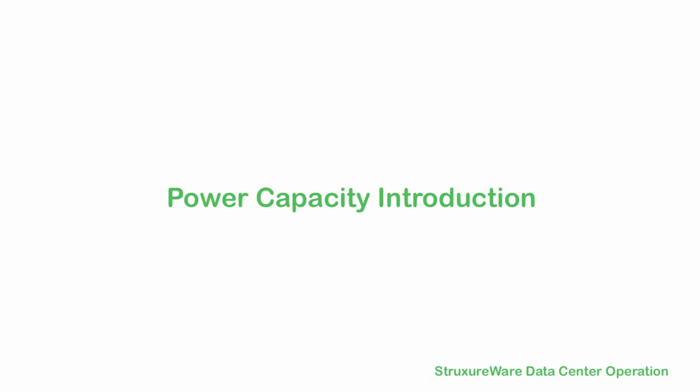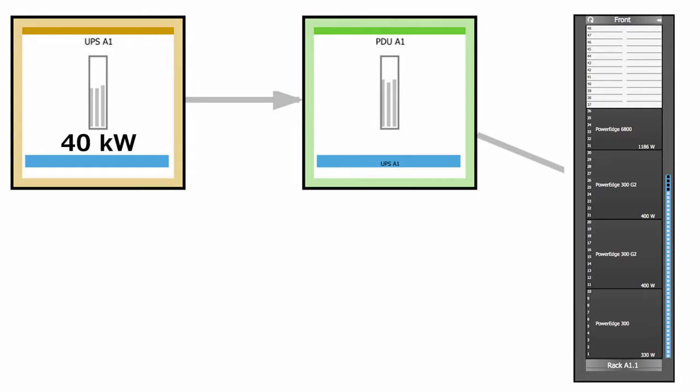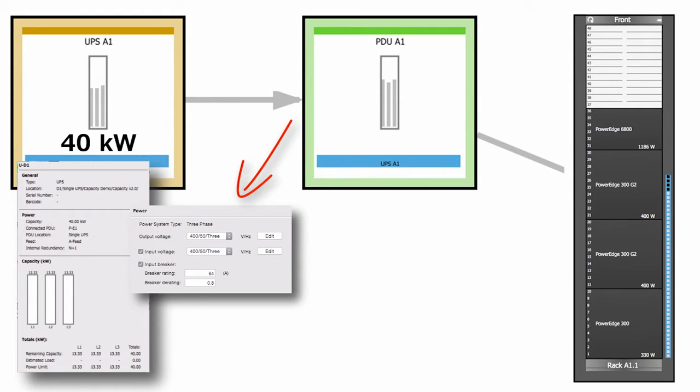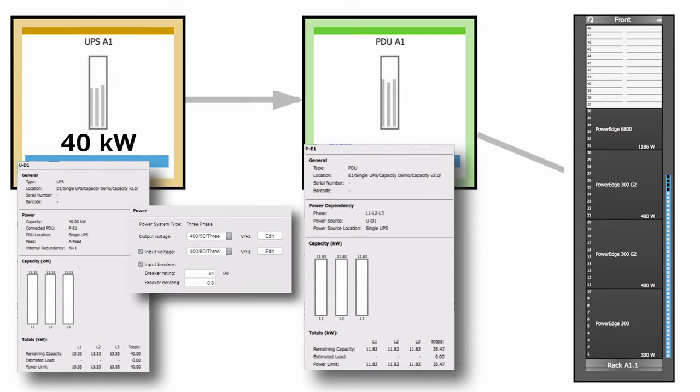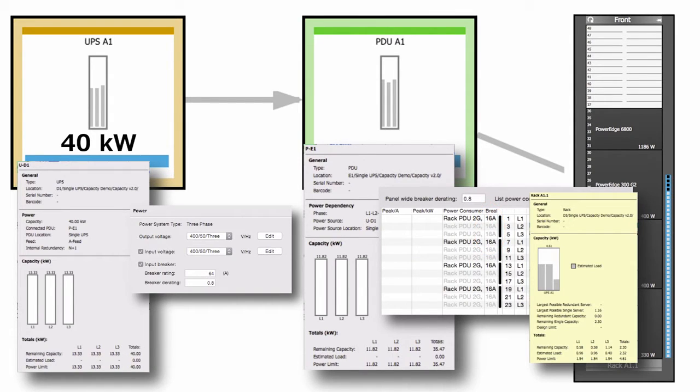Let me introduce you to Power Capacity in StructureWare Data Center Operation version 8.0. In StructureWare Data Center Operation version 8.0, capacity calculations are not based on predefined groups. Instead, capacity is defined by the power path, which is the capacity of the supplying UPS, any breakers, including derating, and eventually the rack PDU. Racks with the same power path will have an identical capacity.